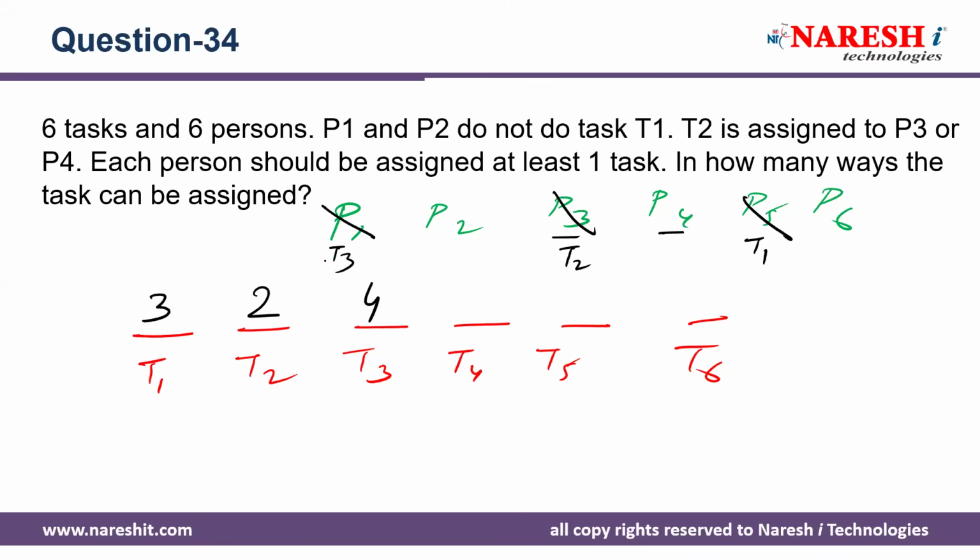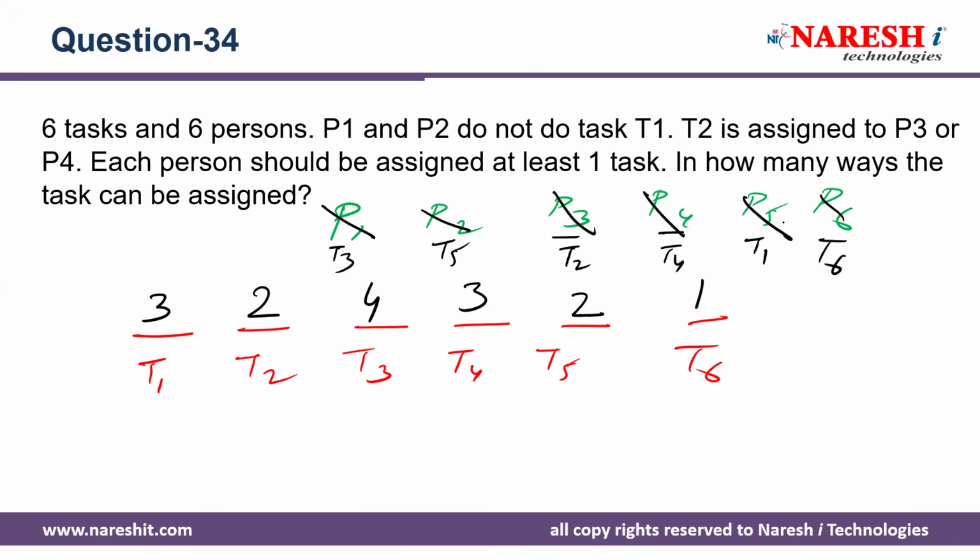He'll get task 3. For T4, three options: P2, P4, P6. Three options. Remove this. He got task 4. T5, two options: P2 or P6. Remove him. He got task 5. Finally, P6 left for T6. Only one option. Remove. Now.